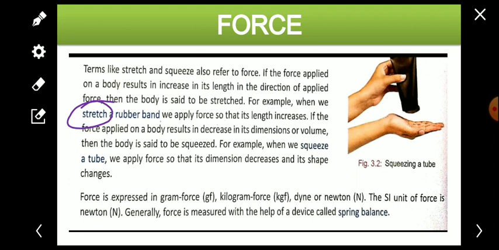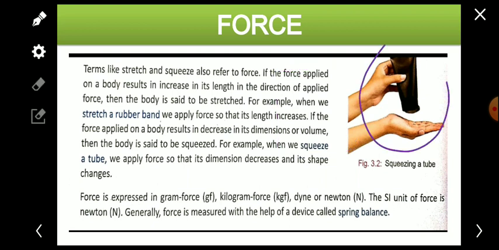But when the length, volume or dimension of anything decreases because of the force applied, then we say that the thing has been squeezed. In place of stretch, squeeze. Like a sponge: if you take a sponge in your hand and apply force on it, its volume will decrease and its shape will also change. It means we squeeze the sponge. I hope that you understood.